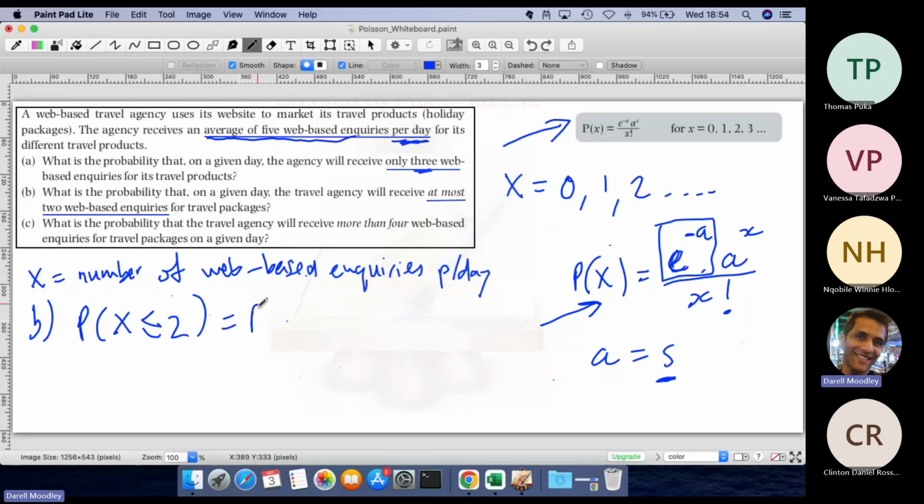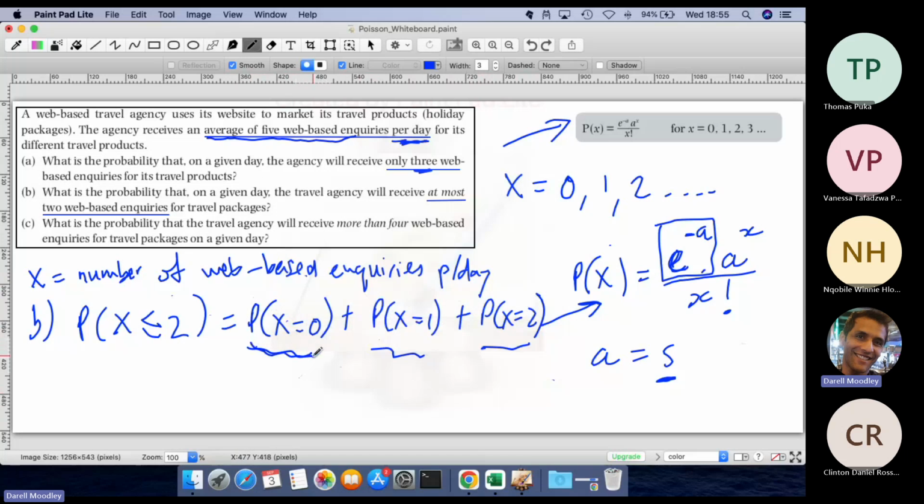That means you need to work out the probability of x equals 0, the probability of x equals 1, and the probability of x equals 2, and you add them up. Each one of them, you work out like how I showed you in the previous question. You need to substitute x. So you use this equation with a equals 5, and for this one, you replace x with 0.